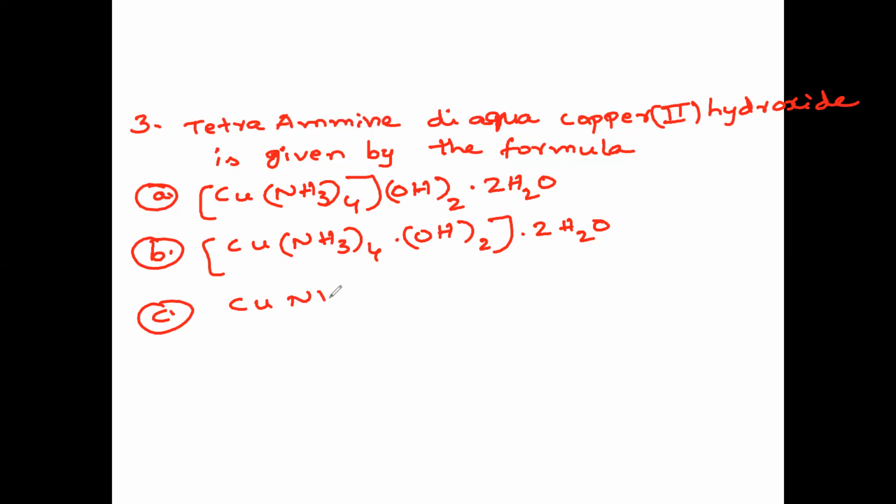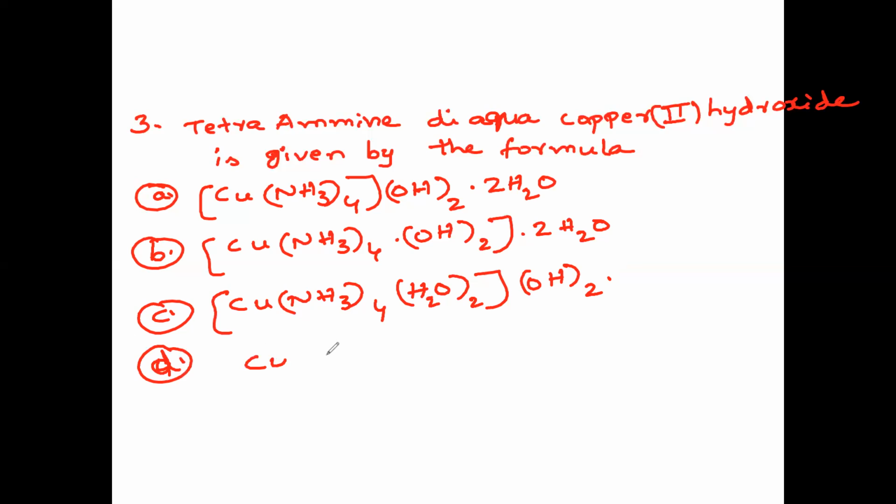[Cu(NH3)4] taken 4 times, dot H2O taken 2 times, outside OH, OH taken twice. And the fourth one is option D, [Cu(NH3)4] dot OH taken 2 times, H2O. So these are the 4 options.